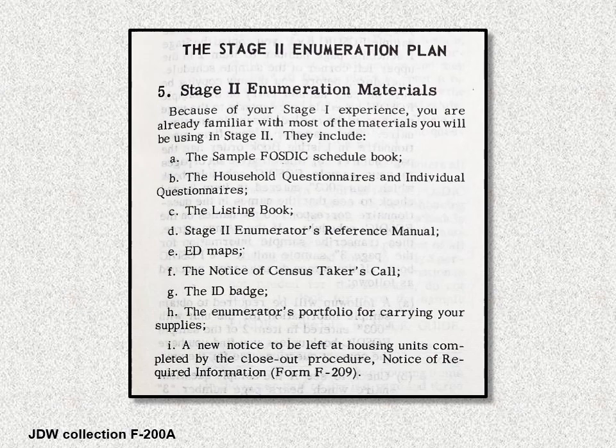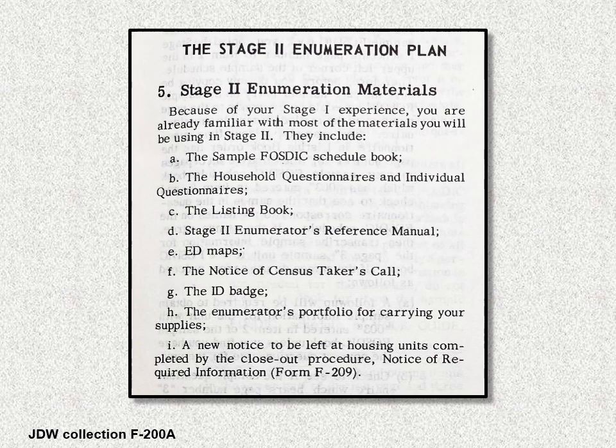They have this material. They got the sample FOSDIC schedule book from the stage 1 enumerator. They would have 3 of these then. If they had 3, they could have up to as many as 3 EDs. They had the listing book. They have the stage 2 manual. They got the ED maps.